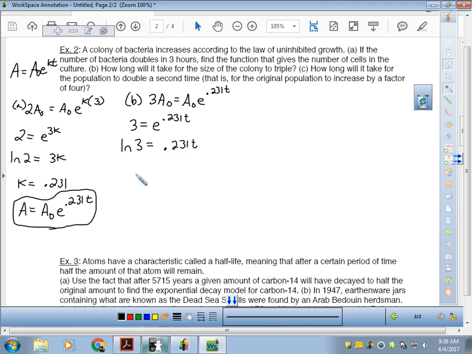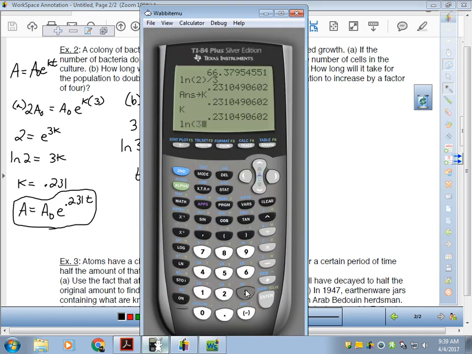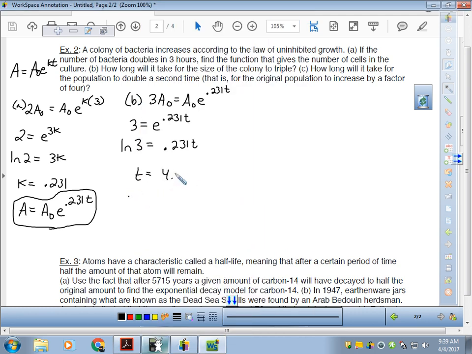Divide the 0.231 across. So in my calculator, I'm doing natural log of 3, and then I'm dividing that k value across. And so we get 4.755. And that would be measured in hours in this problem. Time is measured in hours here. So 4.755 hours is the amount of time it takes to triple.